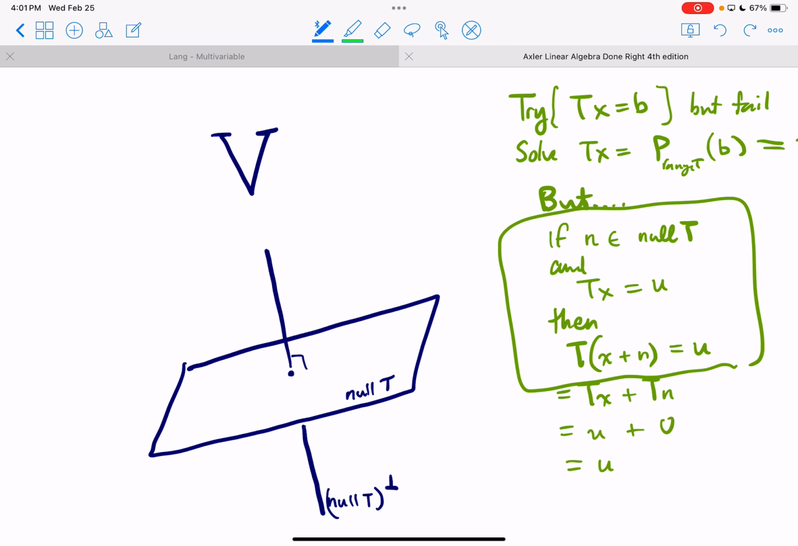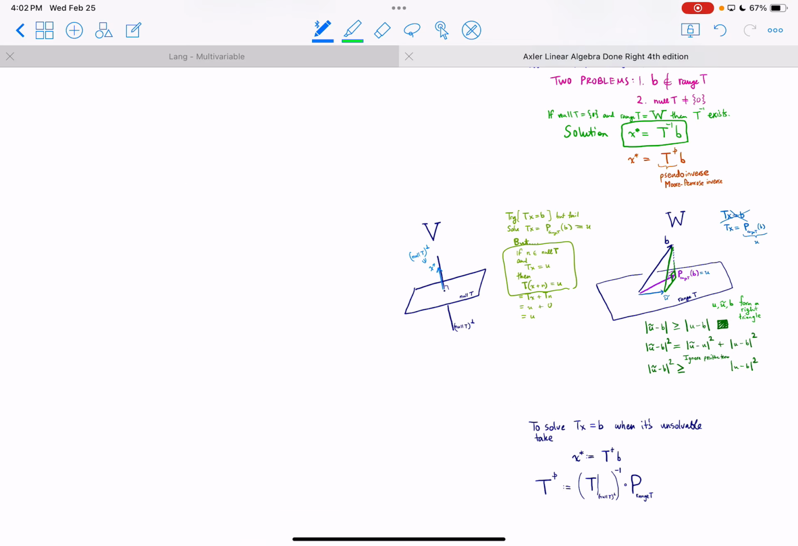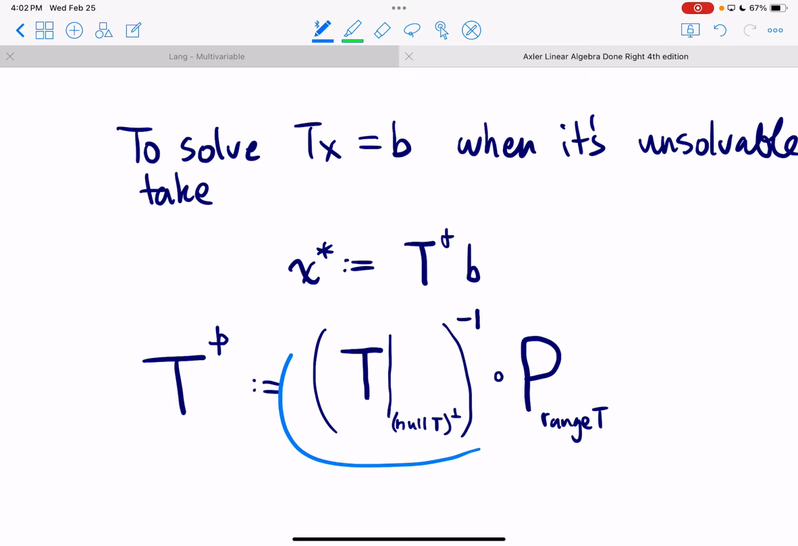What I want to do is I want to choose this x star. Okay, my x star should be in the null T perp. X star is in null T perp. That is the x star which is chosen by the pseudo-inverse. That's the one. Okay? Now there are many other solutions.